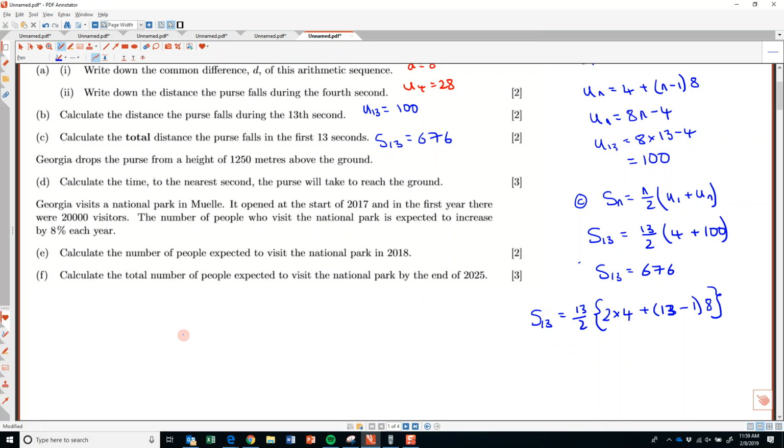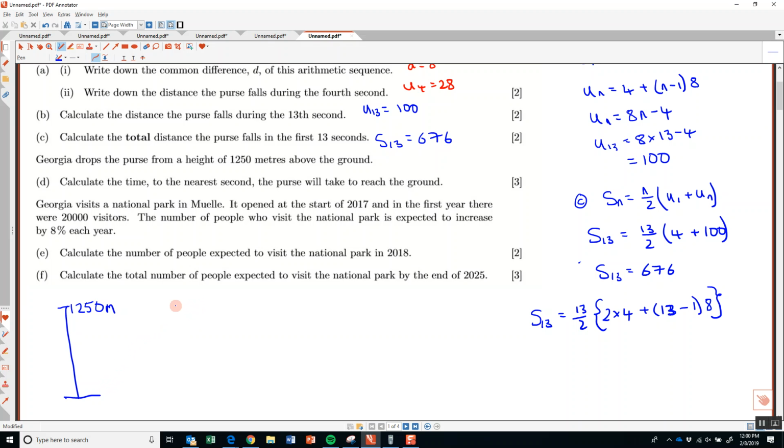All right. So we're now on D. Calculate the time. So it's dropped from a height of 1,250 meters. What are we having to do in this instance? We have to work out the number of seconds. We're told that it's dropped from a height of 1,250. What is it that we have to work out this time? The n. Okay, yeah, we have to work out n, the number of seconds.